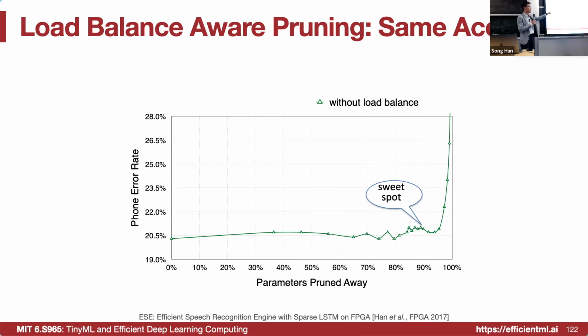This is without load balancing. We can prune roughly 90% of the parameters without significantly increasing the phone error rate. But if we apply this load-balance-aware pruning, we can still achieve a similar pruning ratio without increasing the error rate much. So using such load-balance-aware pruning is quite helpful.